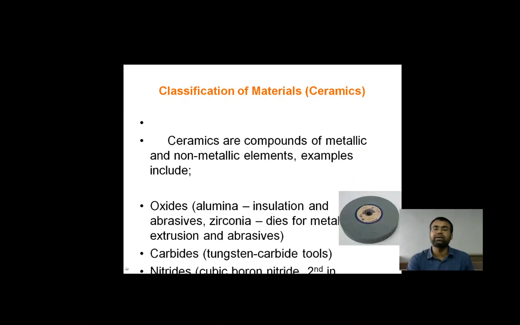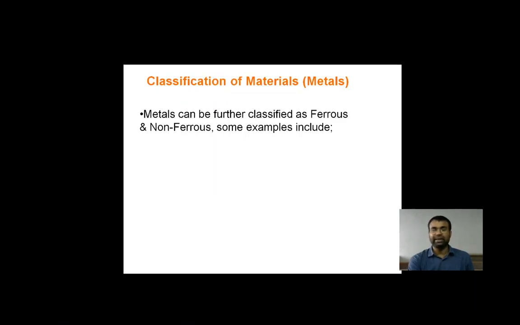This is the ceramic nitride, the cubic boron nitride grinding wheel. And the metal can be further classified. Now we are moving toward the metal. So these metals can be classified into various categories.